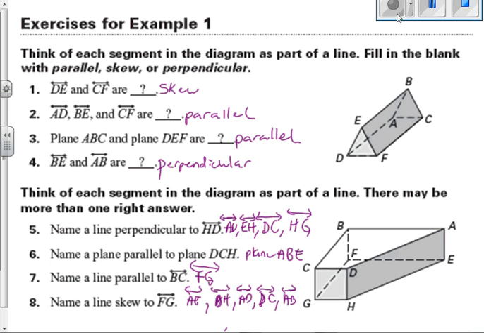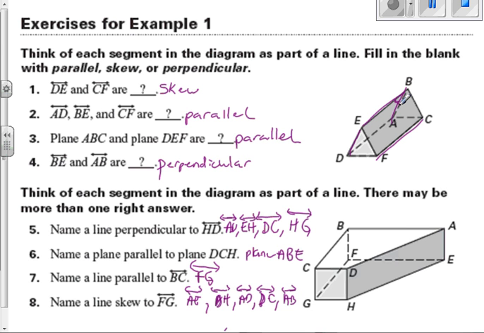Alright, so let's check our answers real quick. So if I look at number 1, DE and CF are skewed. And then look at number 2, AD, BE, and CF are all parallel. And then number 3, plane ABC and plane DEF are parallel. That would be the ends of your triangular prism. And then if I look at 4, BE and AB are perpendicular. So that angle right there is perpendicular.